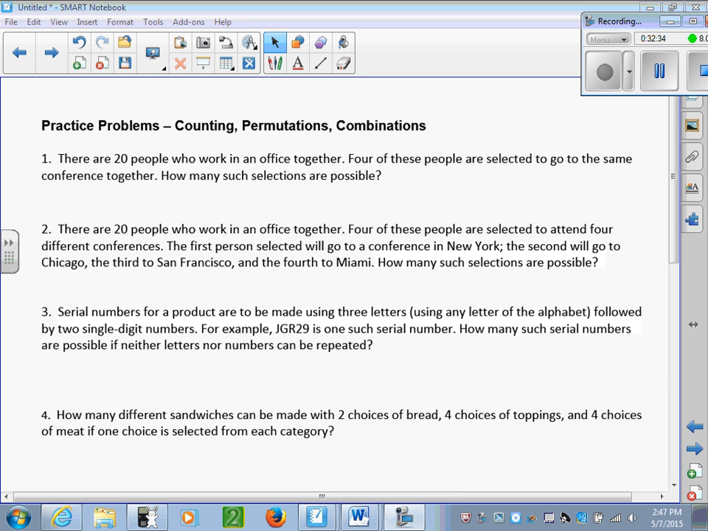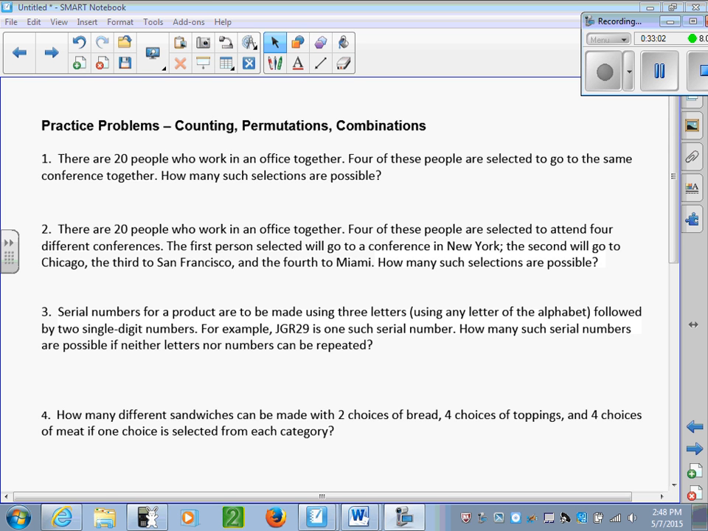So the first one, there are 20 people who work in an office together. 4 of these people are selected to go to the same conference together. How many selections are possible? I don't care what 4 people go. They're all going to the same conference, so it doesn't matter. So order doesn't matter here, okay? It doesn't matter who I select. I just need to select 4 people.